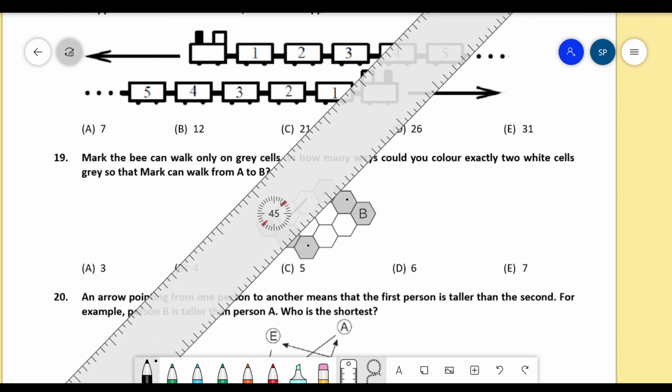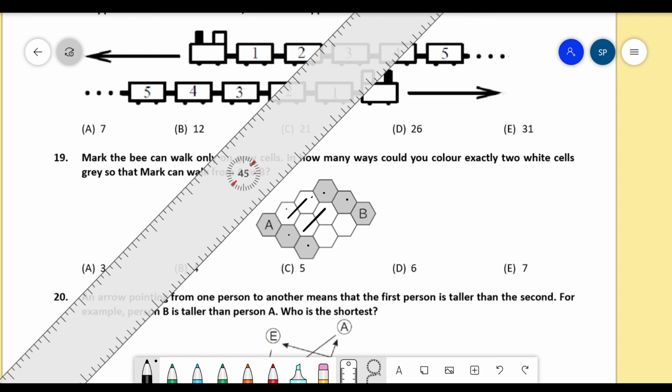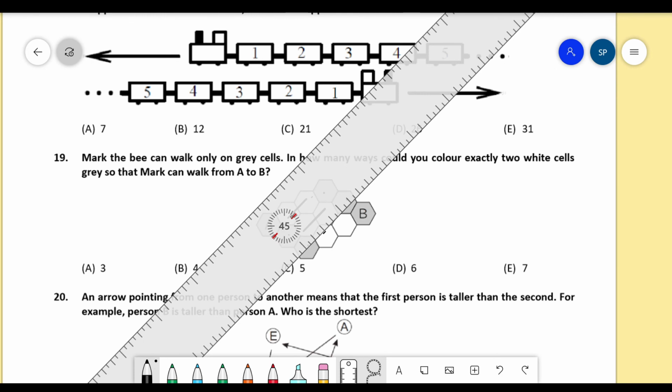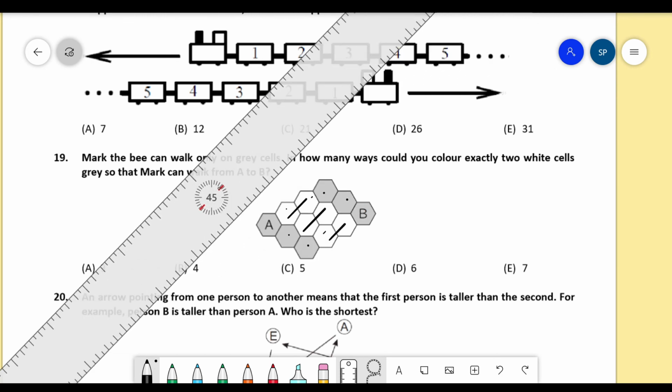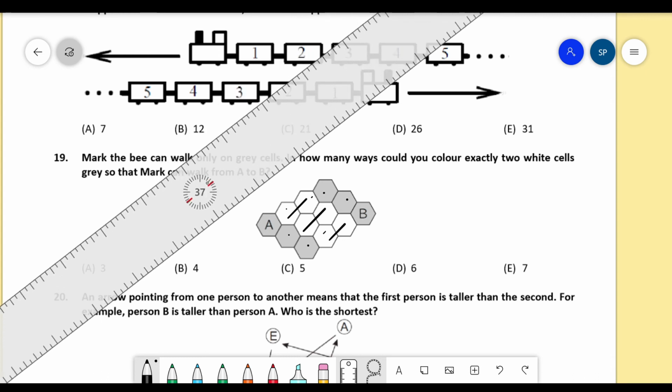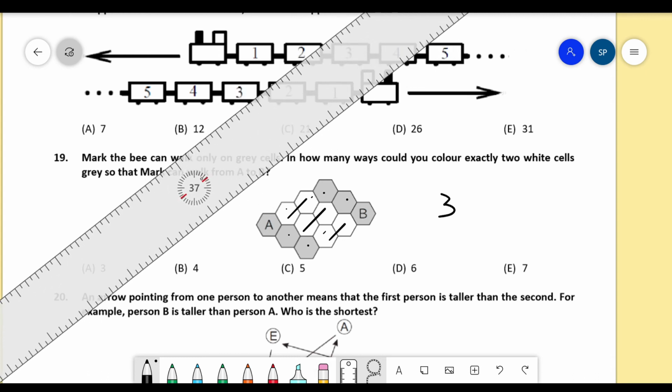For example, if we draw a line somewhere here, that means Mark the Bee can go from A down and then go all the way up and go down to meet point B. That's possible. If we make these two squares, this one and this one, or hexagons, gray, it could go all the way down here, go up like that, which is also possible. So that's 3 so far, but that's not all that's possible.